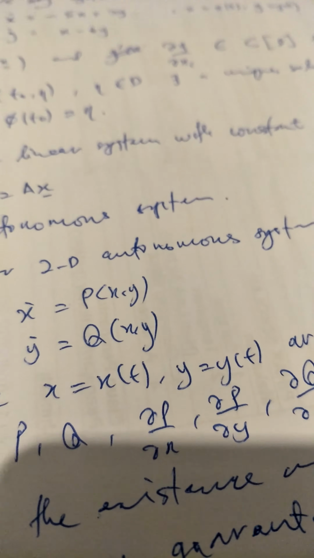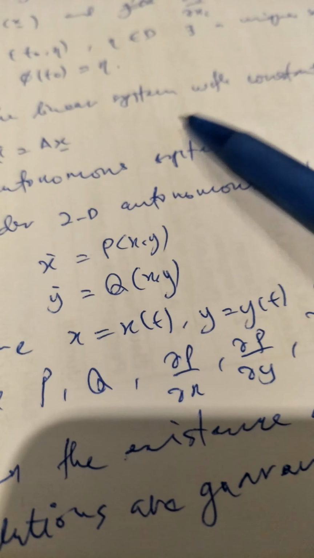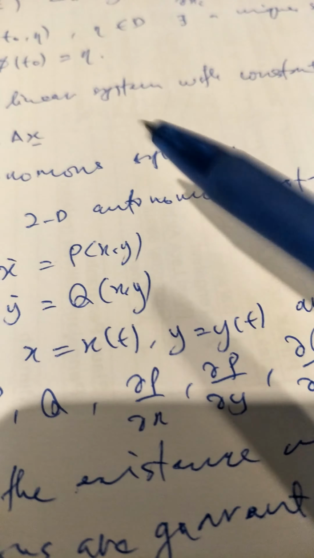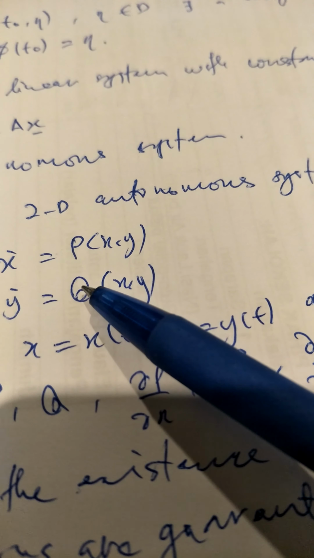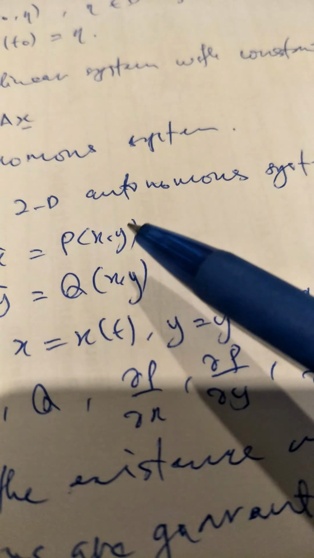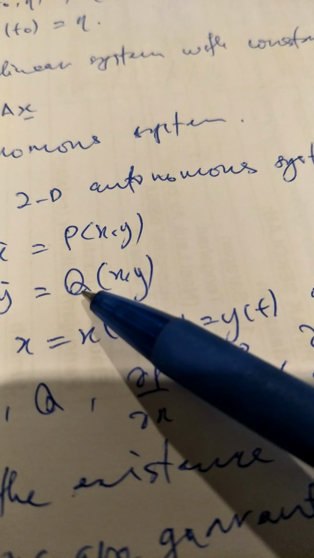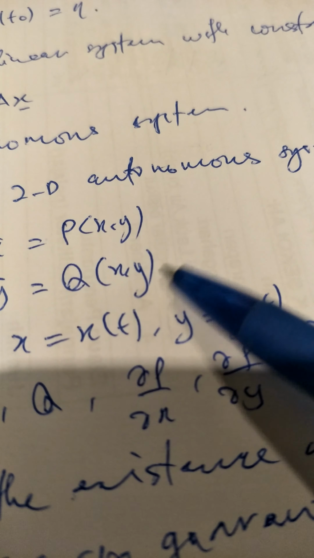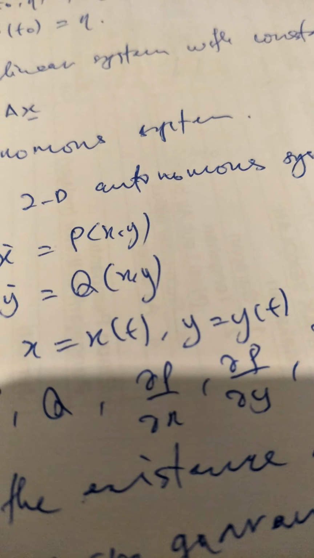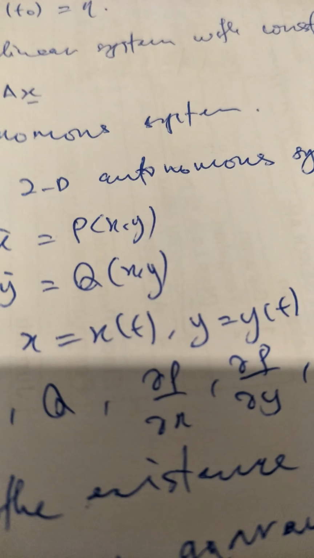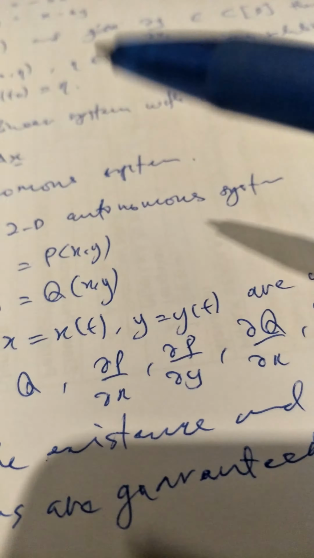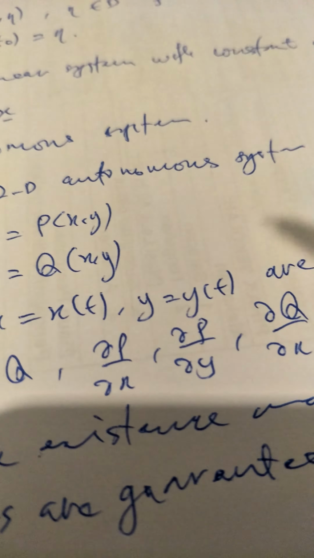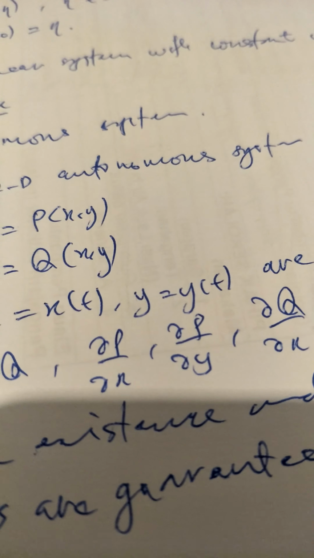So which means that if we have a two-dimensional autonomous system where p and q are continuous, and if we differentiate p with respect to x and with respect to y, and differentiate q with respect to x and with respect to y, all those are continuous, then by the existence theorem this system has a solution, and the solution is unique.